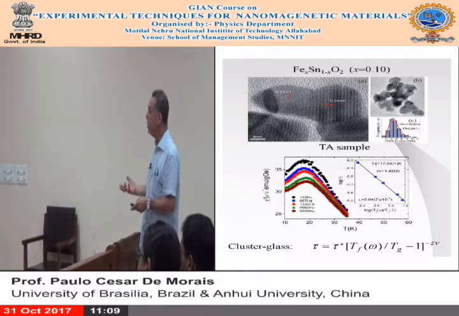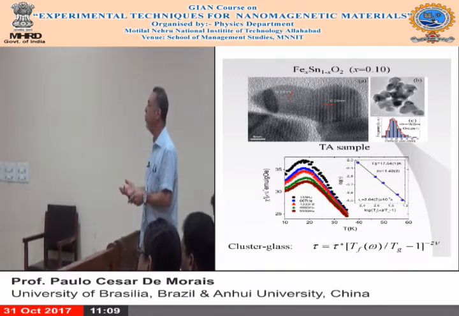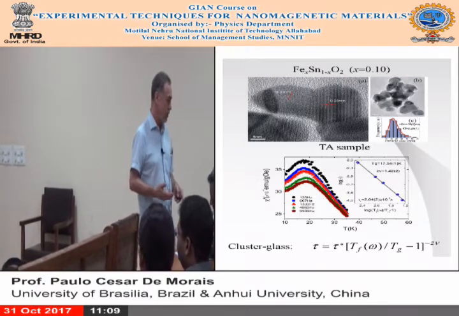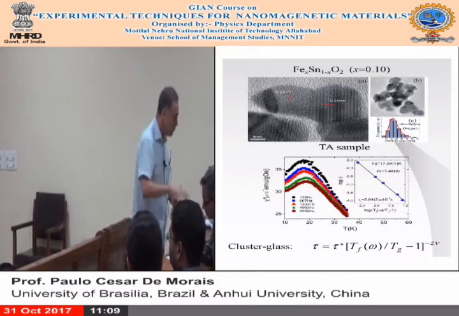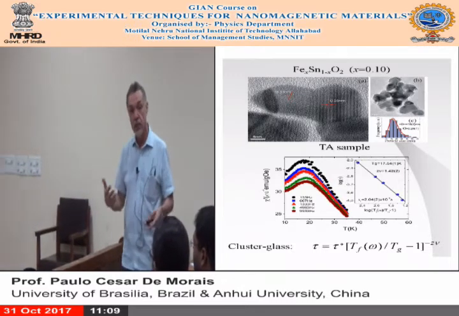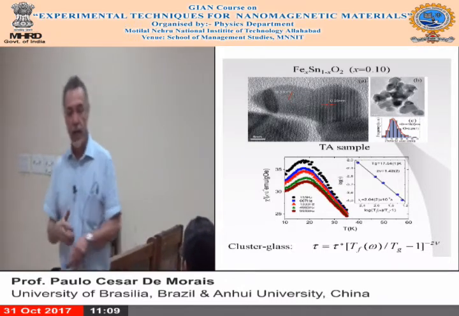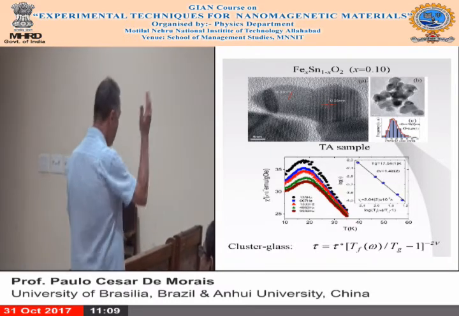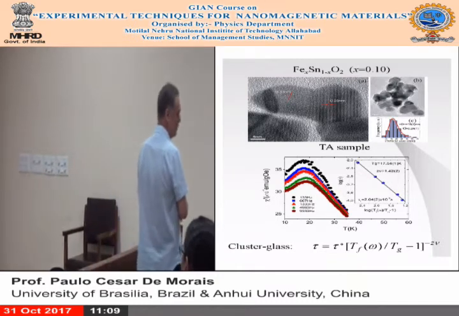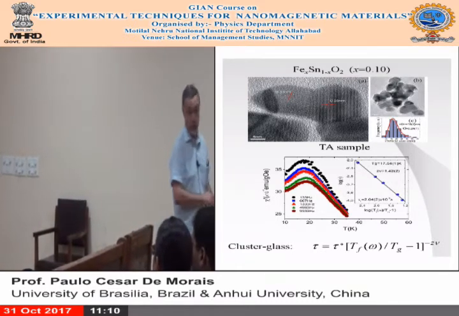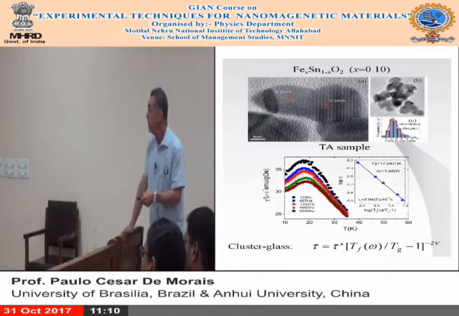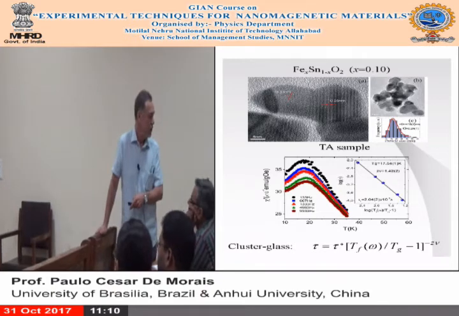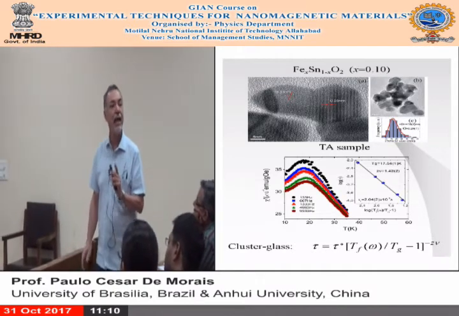So if I go 10 times more than 10 kilohertz, to 100 kilohertz, the signal really drops down. So your system needs to have a sensor that is very sensitive to pick up this signal. And also, at higher frequency, the signal is very noisy, difficult to analyze. Okay. But anyway, this is a typical scaling law that people use for spin glass.